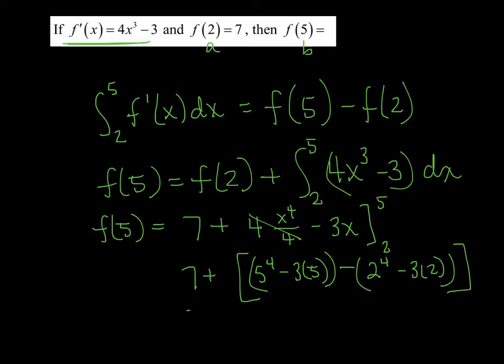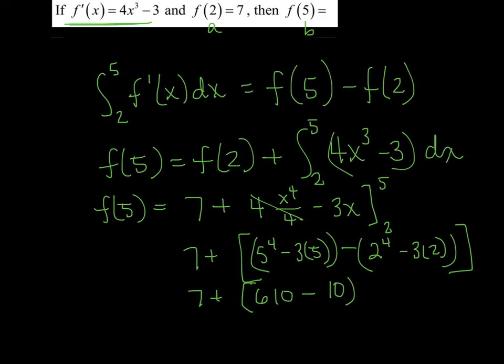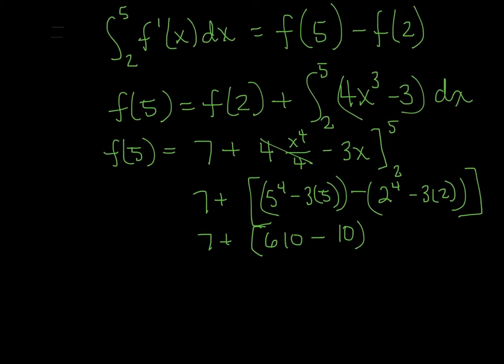Okay, so let's see if we can figure this out. We'd have 7 plus, let's see here, I know that we have 5 to the 4th would be 625 minus 15 would be 610 minus 2 to the 4th is 16 minus 6 is 10. Okay, so that would be the same as 7 plus 600, and so we end up with f of 5 equaling 607.